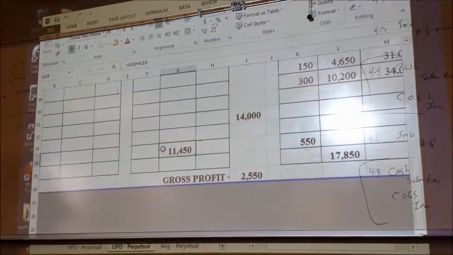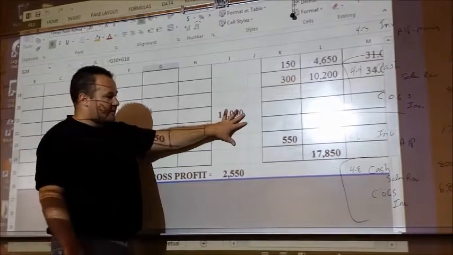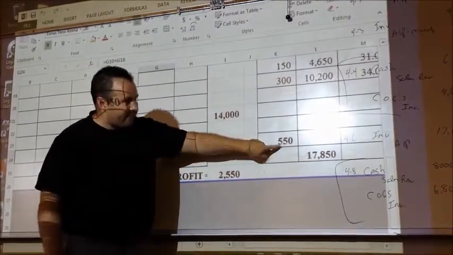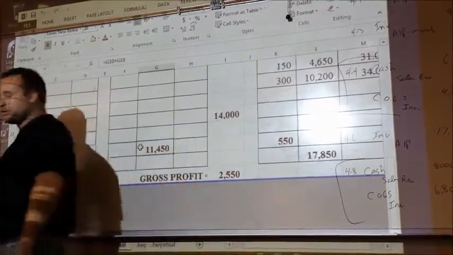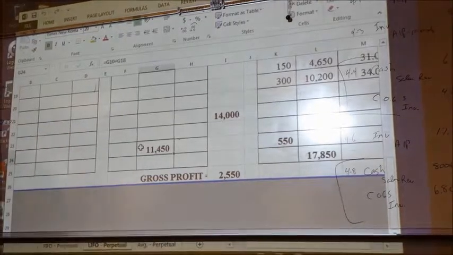Two items aren't going to change. I still sold $14,000 of stuff, and I still physically have 550 units. It's just what I value them at that is going to change.